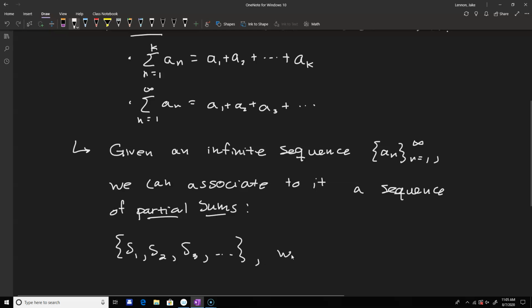S sub n is just the total of a sub 1, a sub 2, until you get all the way up to a sub n. Sorry, I meant to be adding a's there, so those should not be s's. S sub n is the sum of all the a's up to that index. So this would be a sub 1 plus a sub 2 plus a sub 3 and so on until you get up to a sub n. So if you were looking at s sub 3 in particular, that would be a sub 1 plus a sub 2 plus a sub 3.